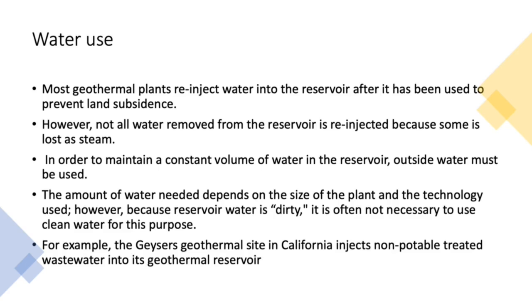Water use. Most geothermal plants re-inject water into the reservoir after it had been used. Hence, there is not that much of water use. However, not all water removed from the reservoir is re-injected because some is left as steam. In order to maintain a constant volume of water in the reservoir, outside water must be used. The amount of water needed depends on the size of the plant and technology used. However, because reservoir water is dirty, it is often not necessary to inject clean water. For example, the Geysers geothermal site in California injects non-potable treated wastewater into the reservoir.